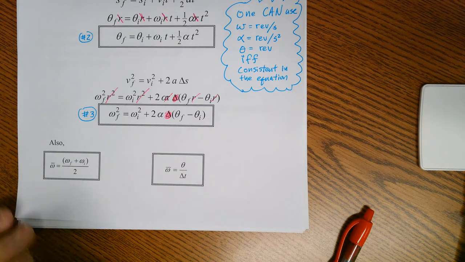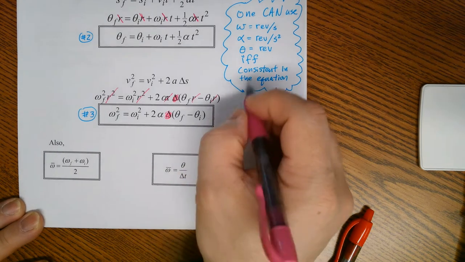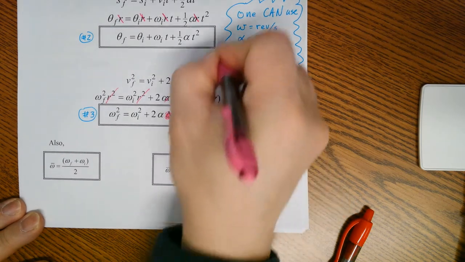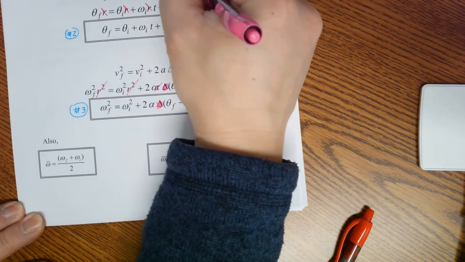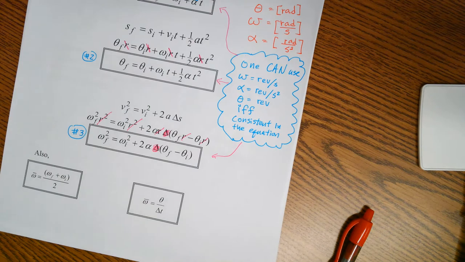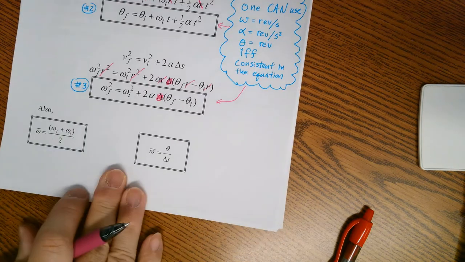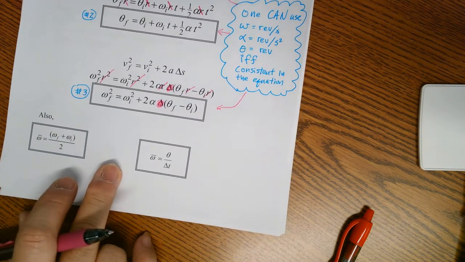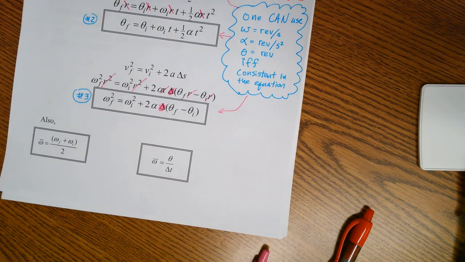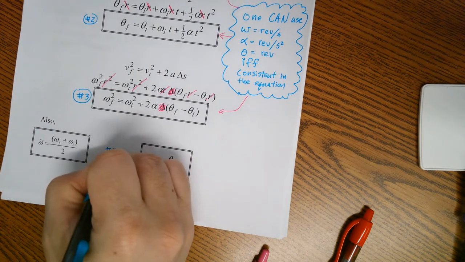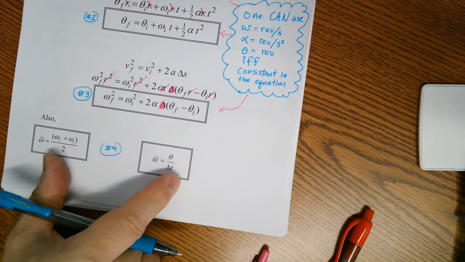All right. So as long as you are consistent in using revolutions, you can use that because eventually all the units will cancel out properly. And of course, this is equation number 4 if you set them equal to each other.